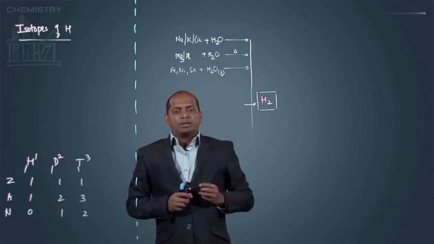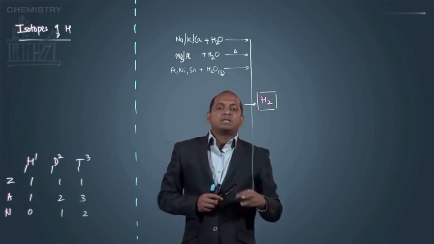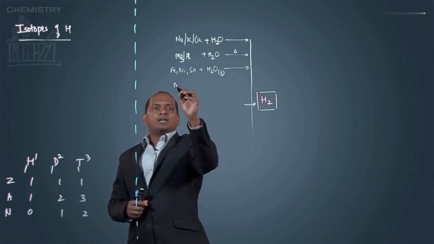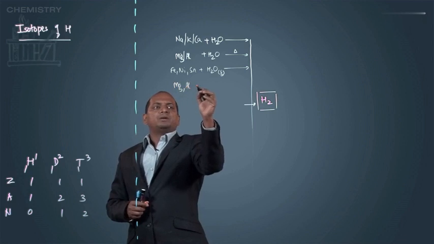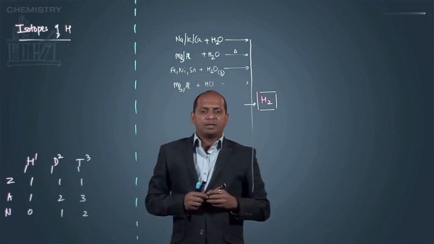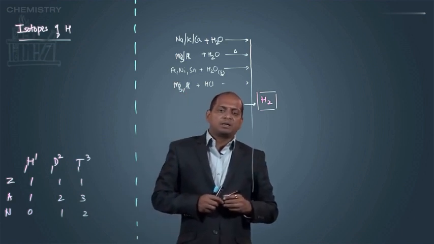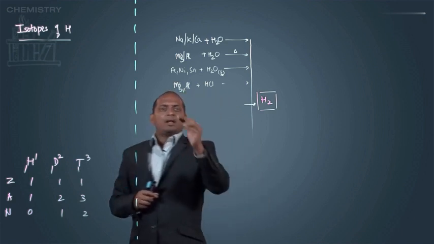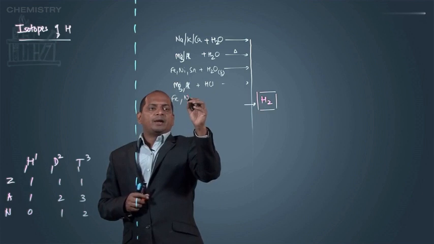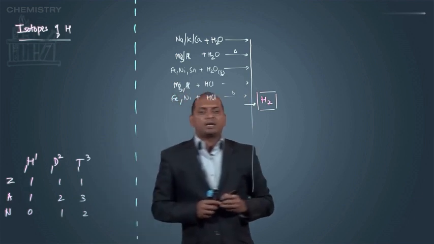Besides the reaction with water and liberation of hydrogen gas, there are certain metals which react with acids as well as alkalis. For example, magnesium, aluminium react with dilute acid like HCl so that hydrogen gas is liberated and the corresponding salts are obtained. These reactions take place under normal conditions. Fe, then Ni also react with HCl, but here we have to heat it, and in that case the hydrogen gas is liberated.